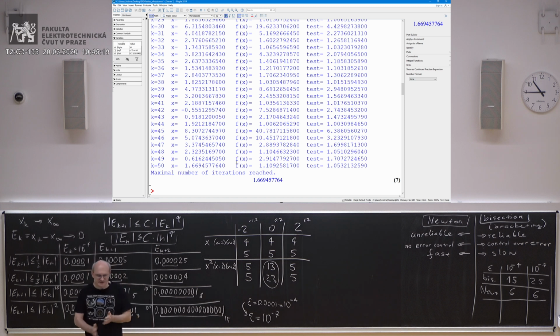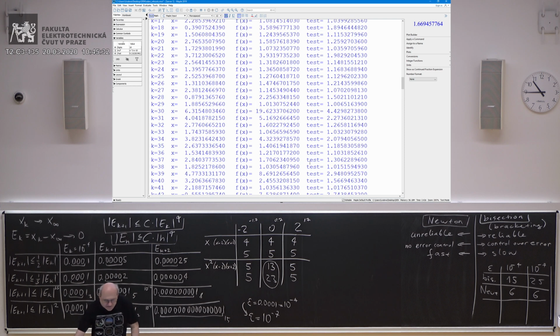That's interesting. After 50 iterations, the procedure gave up and tells us, okay, don't take the answer too seriously. It gave up because it's simply running too long. Let's see what's happening there. Let's take it from the start.